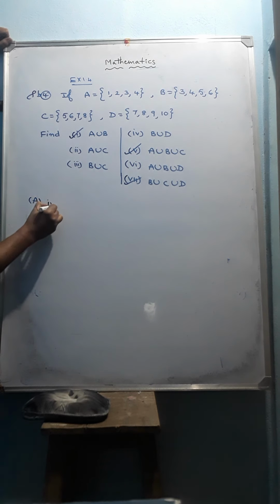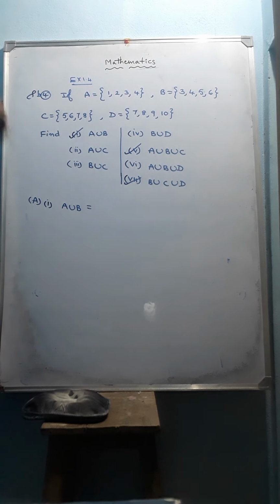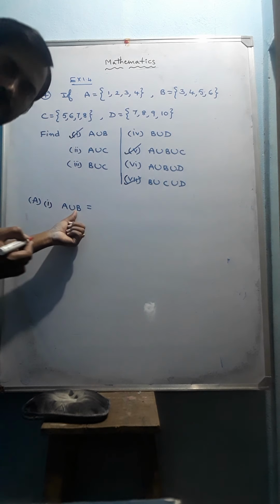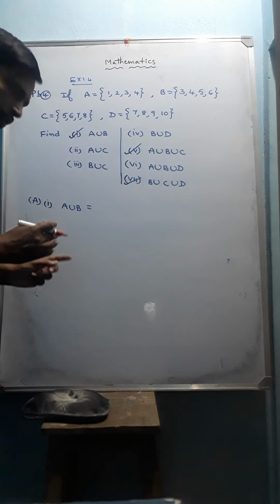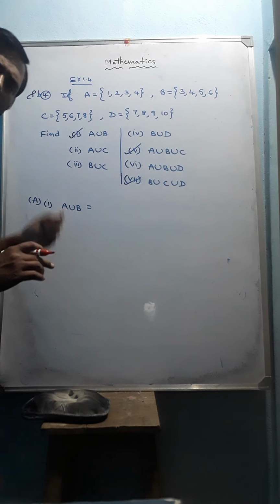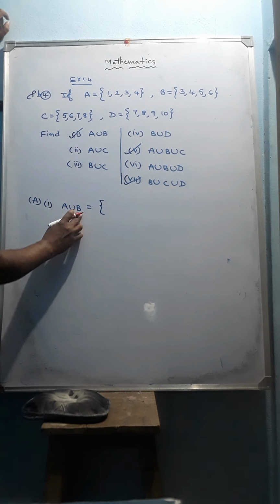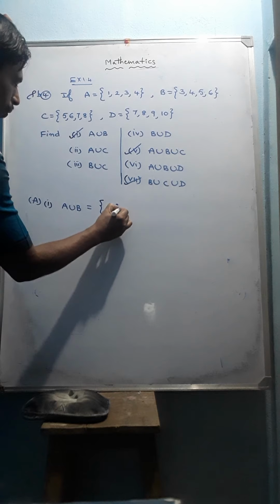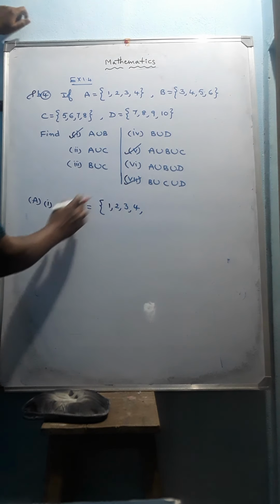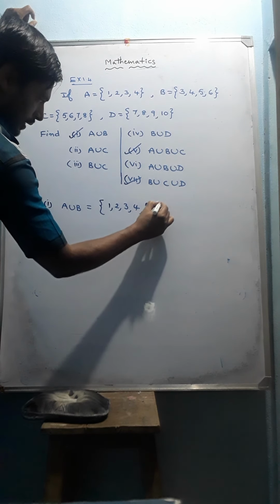So the first one, A union B. This is the union symbol. Union means you have to club the given sets' elements, and if any element is repeated, you write it only one time. Then the A set and B set elements: 1, 2, 3, 4, the A set elements. Next the B set elements: 3, 4 we have already written, so 5, 6. That's all.